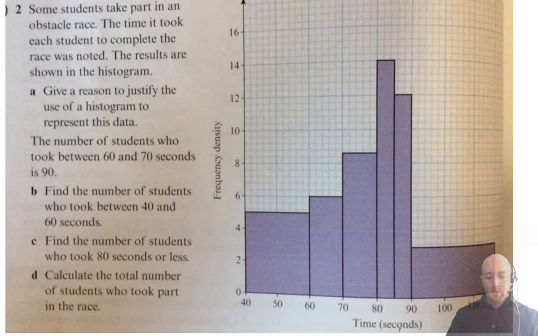Okay, so this question is always about reading and understanding histograms. Some students take part in an obstacle race. The time it took each student to complete the race was noted. The results are shown here in the histogram. So we've got the time it took them to do the race down at the bottom here, and we've got the frequency density on this side here.